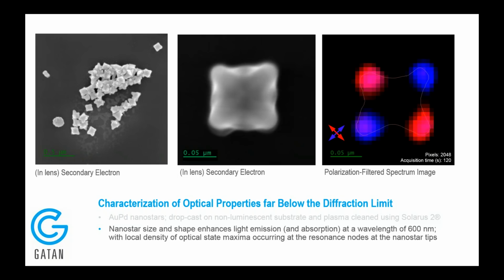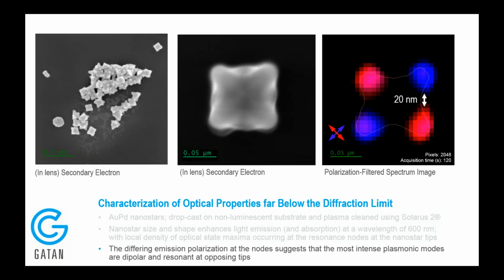In cathodoluminescence, we can excite them and measure the emission. And here we have polarization filtered CL spectrum images captured in just 2 minutes. These nanostars enhance the light emission at a wavelength of about 600 nanometers, because each of these pixels contains a wavelength spectrum. And the local density of optical states maxima occur at the resonance nodes, so at the nanostar tips. And the spatial resolution here that you see is better than 20 nanometers. These resonance nodes at the tips are separated by 20 nanometers, and our resolution is clearly better than that.